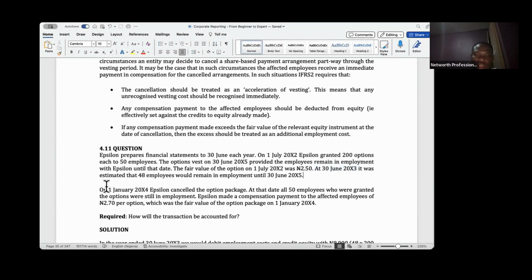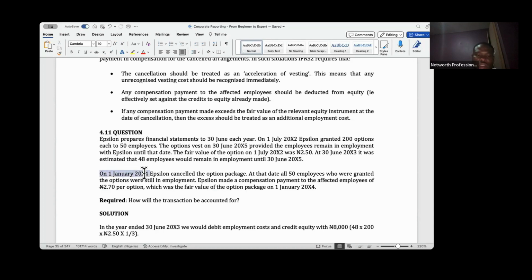Okay, in the next paragraph, they said on 1st January 2004, Epsilon cancelled the option package. At that date, all 50 employees who were granted the option were still in employment. Epsilon made a compensation payment to the affected employees of 2.70 naira per option, which was the fair value of the option package on 1st January 2004. How will the transaction be accounted for?